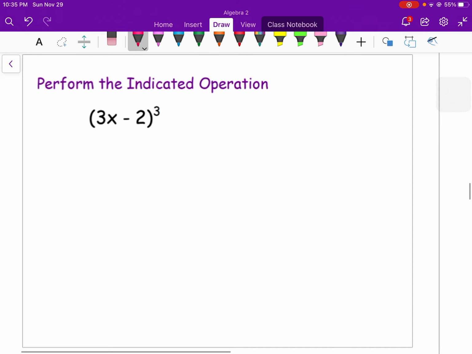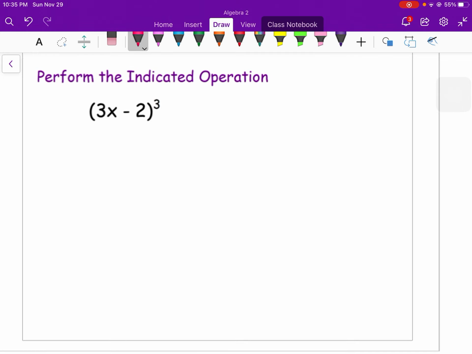Okay, there was a formula that you can use for multiplying out a cubic. I gave you that formula at the bottom of your notes, but what I recommend is, instead of memorizing the formula, just multiplying it out: 3x minus 2 times 3x minus 2 times 3x minus 2. So you do these first two. FOIL this, or distribute it.